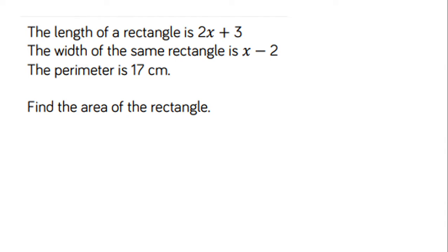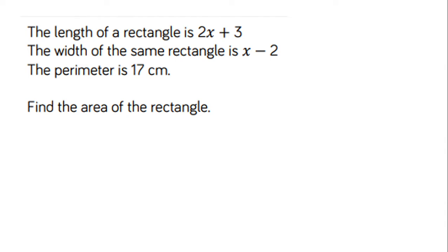Okay, bit of geometry. The length of a rectangle is 2x plus 3. The width of the same rectangle is x minus 2. The perimeter is 17 centimetres. Find the area of the rectangle. Okay, that's the perimeter. We need to find the area. Probably need to draw a picture of a rectangle to help you here, and it does need some thinking about. I will go through it in a moment, but pause the video now and have a go yourself.